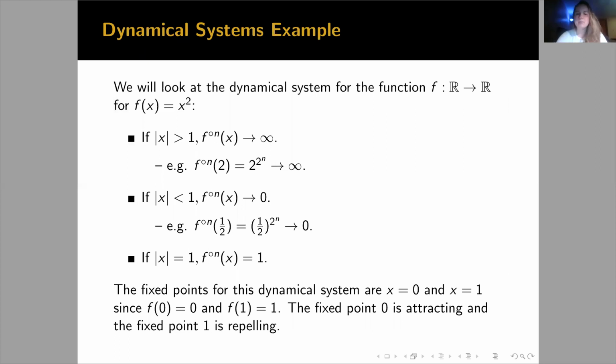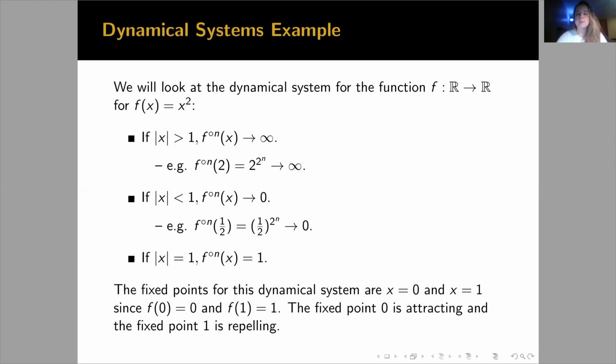Let's take S to be the real numbers and F to be x squared. If the absolute value of x is greater than 1, then f^n(x) goes to infinity, since any number with an absolute value greater than 1 gets larger every time you square it. If the absolute value of x is less than 1, then f^n(x) goes to 0, and if the absolute value of x equals 1, then f^n(x) is 1.